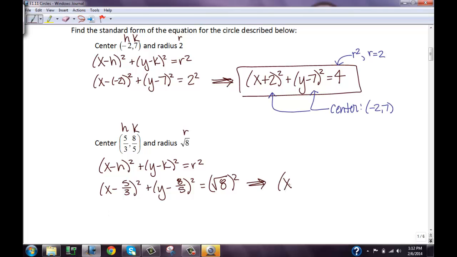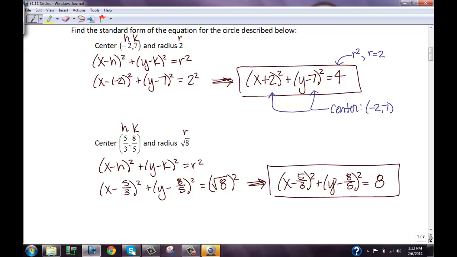So here I have (x - 5/3) quantity squared plus (y - 8/5) quantity squared is equal to, now here when I square a square root, they just cancel and I get 8. So this is the standard form of my equation. And then just like before, I'm going to go ahead and highlight how quickly it is to see what our center and radius are when it's written in this form.